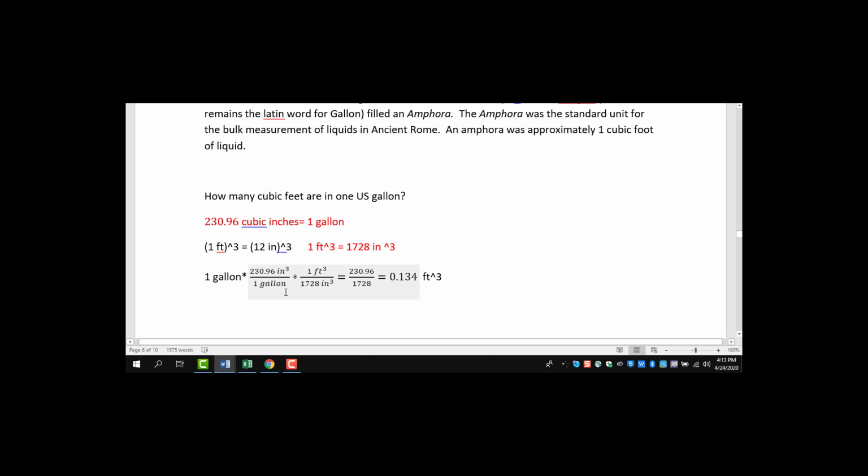And there's finishing the problem. 1 gallon, gallons cancel, inches cubed cancel, and I'm left with cubic feet. Multiply the numerators, denominators, divide. 1 gallon is a little more than 1/10 of a cubic foot. It's 1/130ths or 1/34,000ths of a cubic foot.